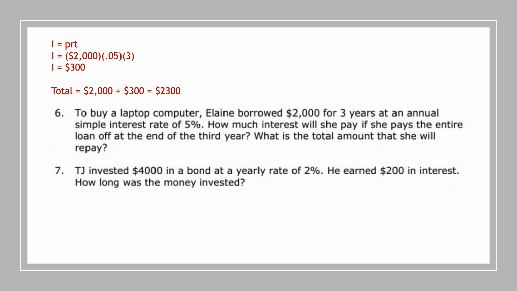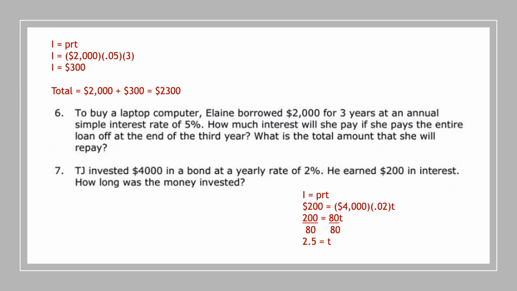Now we go to number 7, where TJ invests $4,000 in a bond with a yearly rate of 2%, and they tell you something different this time. They tell you he gets $200 in interest. How long was the money invested? I equals PRT. 200 goes in the interest place this time, and the time is what you're looking for. So it's 4,000 times 0.02 times the time. Now, 4,000 times 0.02 is 80, dividing by the 80, and I get that my time is 2.5. So those are simple interest problems.